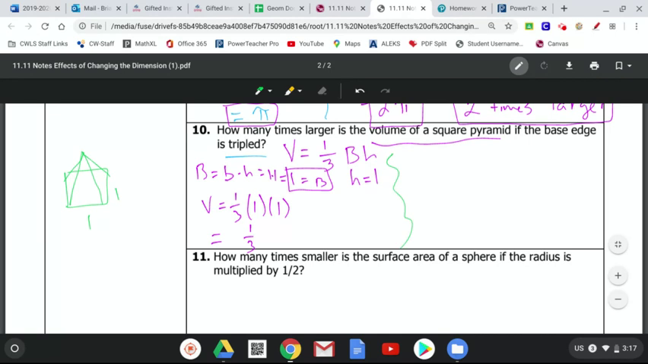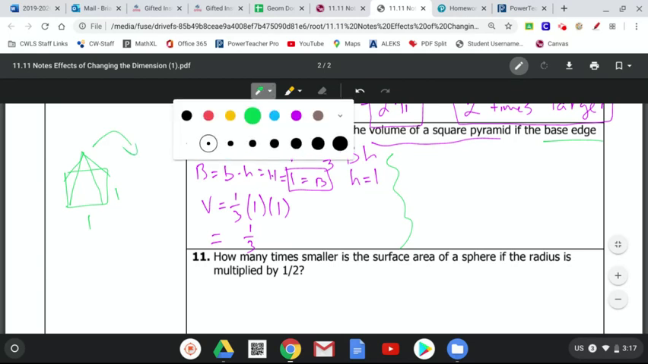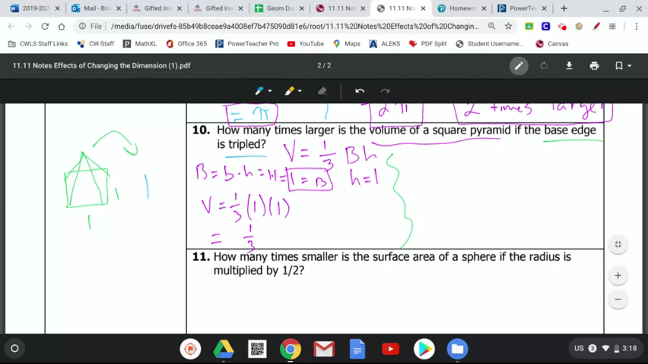Now, what they're telling us here is that the base edge is tripled, okay? So what's happening is all of a sudden these two sides are becoming 3. It's being tripled. So our sides were 1 before. Now when we go to the next figure, these base edges, which is basically just the base, the sides and the base are going to be multiplied by 3. So now they become 3 and 3. So now we have our new pyramid, where the base edges are 3 and 3.